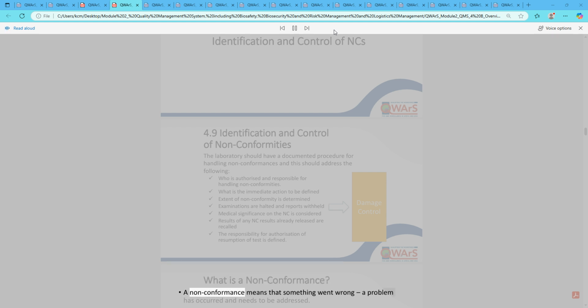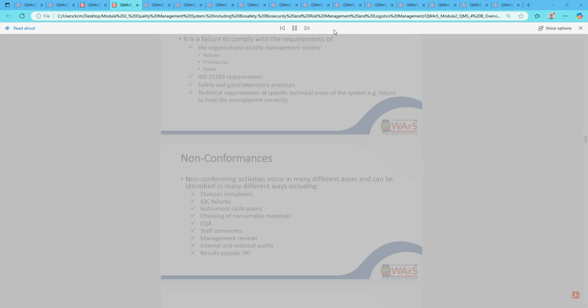What is a nonconformance? A nonconformance means that something went wrong. A problem has occurred and needs to be addressed. It is a failure to comply with the requirements of the organization's quality management system, policies, procedures, forms, ISO 15189 requirements, safety and good laboratory practices, or technical requirements of specific technical areas of the system, e.g. failure to hold the micropipette correctly.